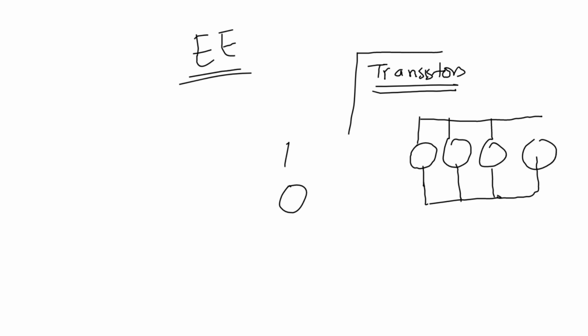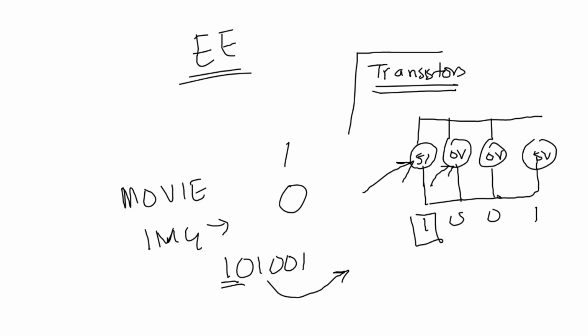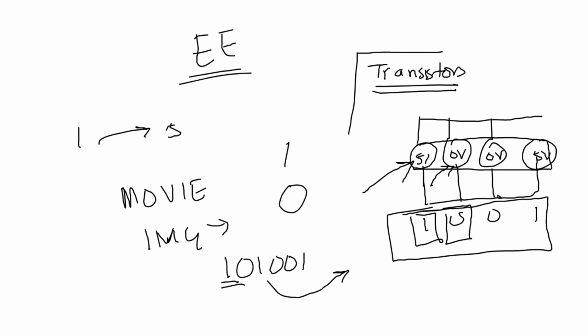What happens is when you have data, let's say a movie or any image, all those things are converted into 1s and 0s, like 1, 1, 1. And what I mean by that is that wherever we have 1, we have 5 volts, and where we have 0, we have 0 volts. This is 1, 0, 0, 1. Whenever the computer sees 5 volts, it understands that this is 1, and whenever the computer sees 0 volts, it understands this is 0. So we don't have to worry about the 5 volts and the 0 volts. All we are worried about is 1s and 0s. Whenever we have 1, we actually have 5 volts on a transistor, and whenever we have a 0, we have 0 volts on a transistor.